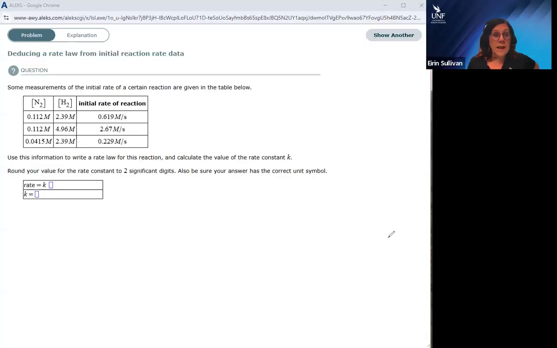So, deducing a rate law from initial rate data. What you need to be looking for is how the rate of reaction changes with respect to one or the other reactant. So your rate law is going to take the general form that the rate is equal to the rate constant k times the concentration of one reactant raised to the power of whatever the order with respect to that reactant is, multiplied by the concentration of another reactant raised to the power of whatever the order of reaction with respect to that other reactant is.